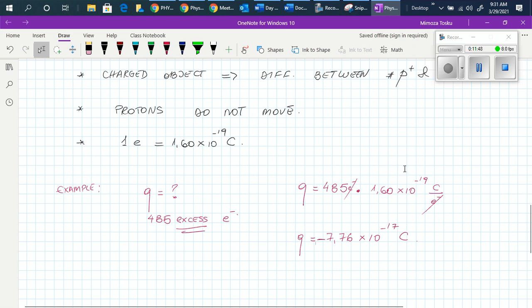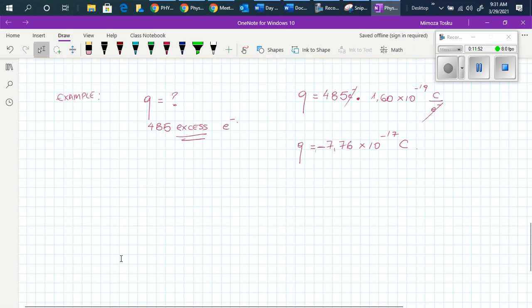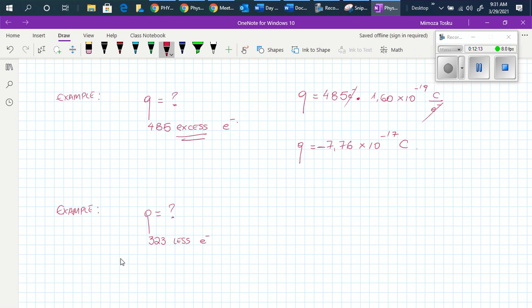In the case when we have an absence of electrons and we are looking for the charge, then we have, let's say, 323 fewer electrons than protons. And then when we are looking for the type of charge that the object has, so it's positive or negative, the charge in coulombs will again be the number of electrons times the elementary charge. So it will be 323 fewer electrons times 1.60 times 10 to the power of negative 19 coulombs per electron.